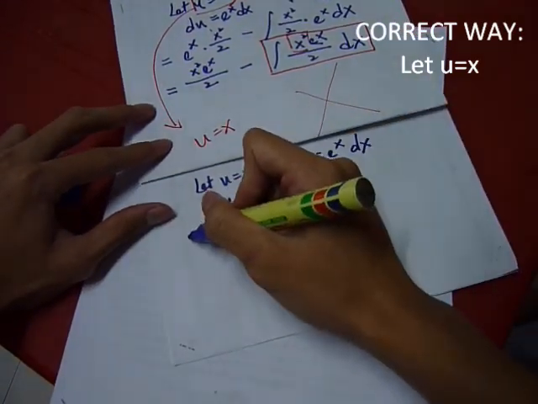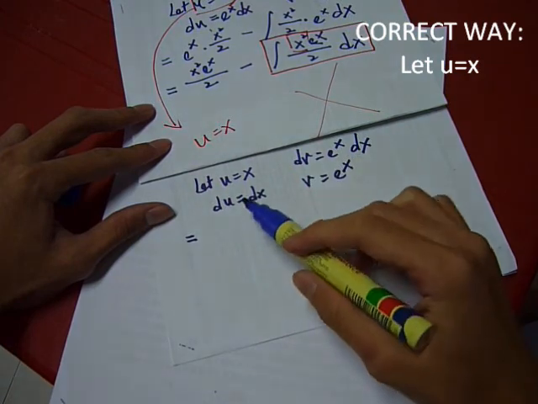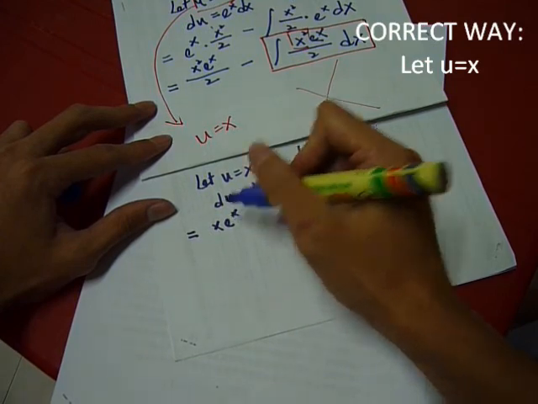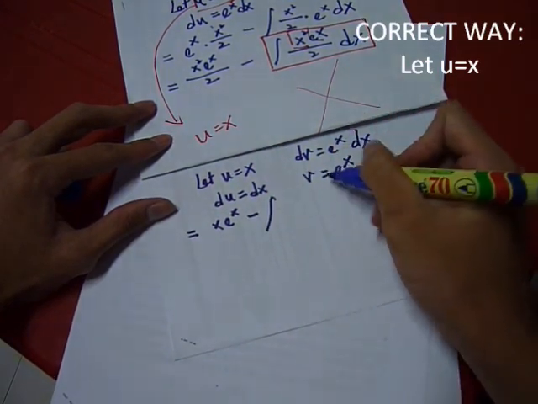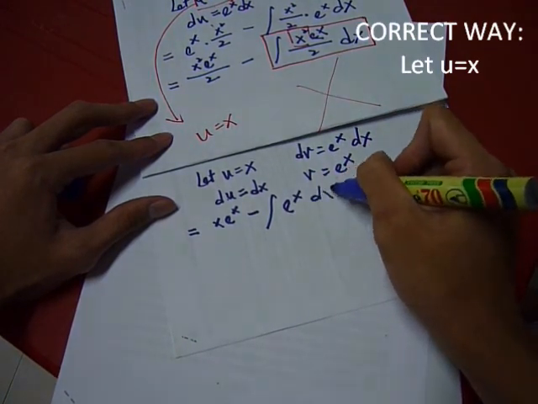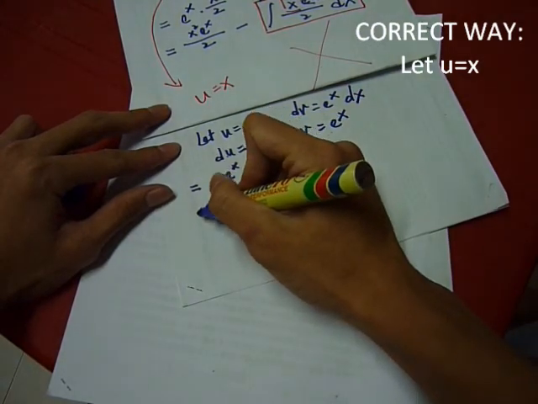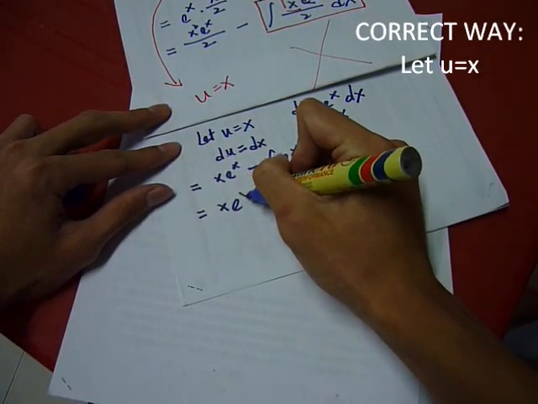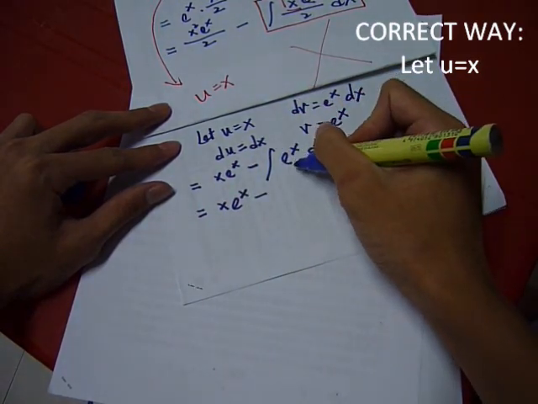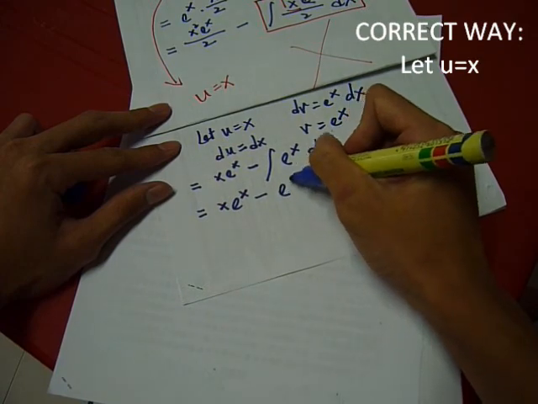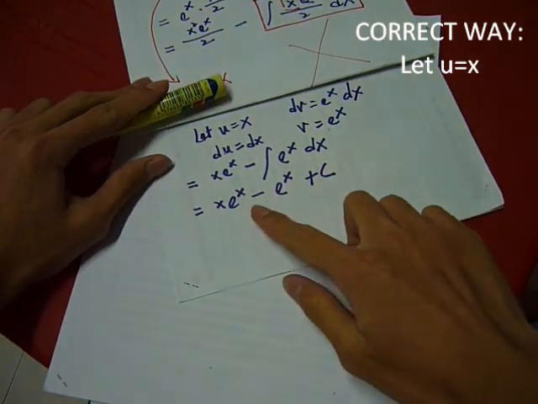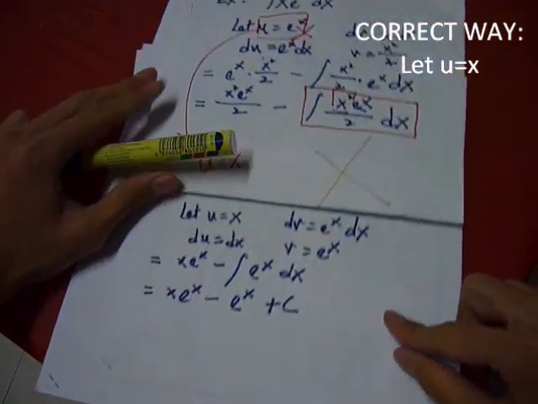And from the formula we know that it is equal to uv, which is x e^x, minus integration v du, which is e^x dx. And from here we can get the final answer of this question, which is x e^x minus integration of e^x, which is e^x, plus c. And this is the final answer for this question.